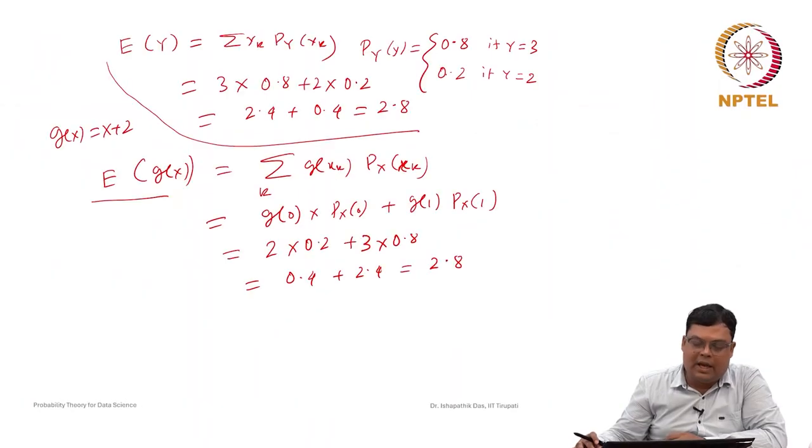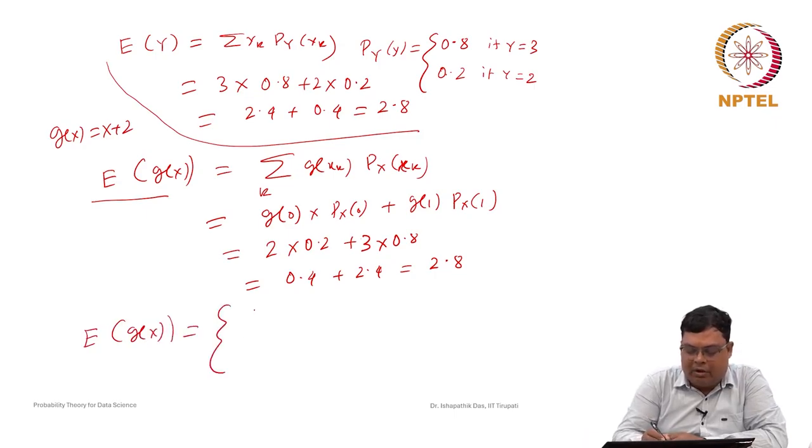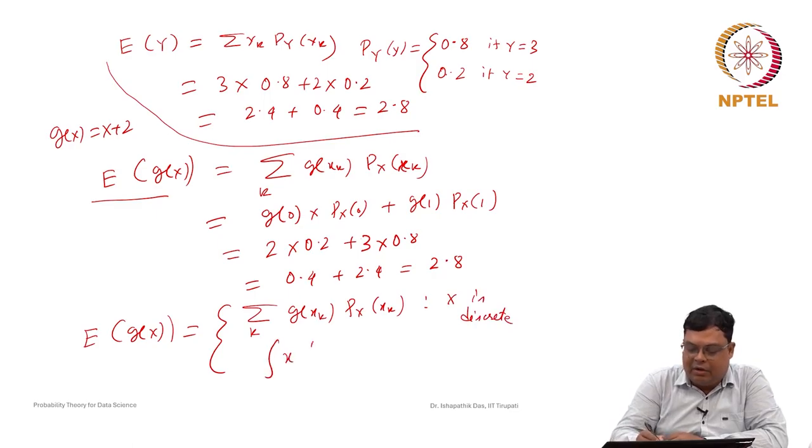Now, we have this general formula of expected value. The expected value of g(X) is nothing but the summation over k of g(x_k) p_X(x_k), whenever X is discrete, and the integration of g(x) f_X(x) dx whenever X is continuous.